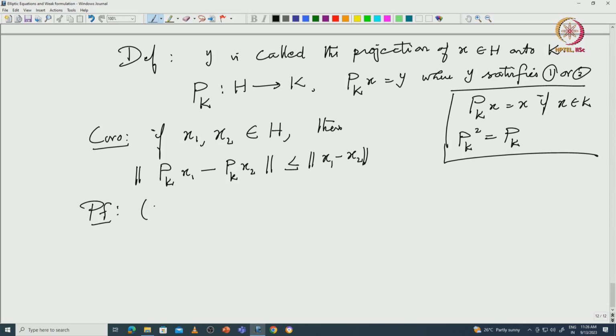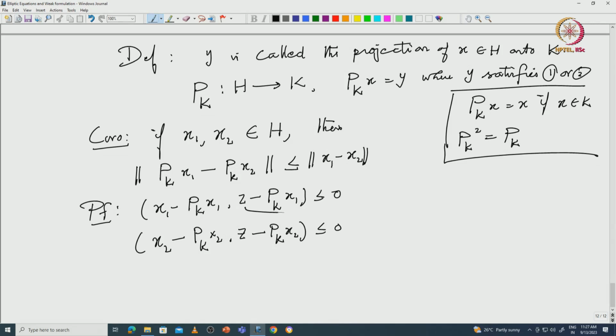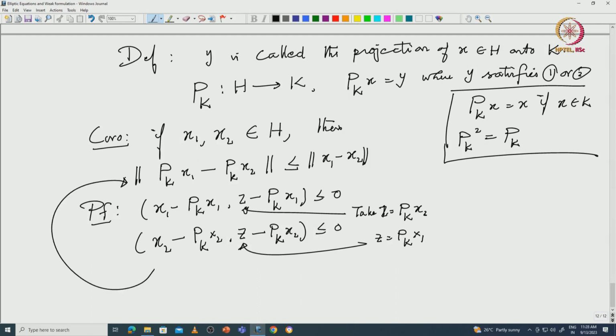By definition of Pk of x1, you look at the inequality: x minus y, z minus y is less than or equal to 0. So, you have x1 minus Pk of x1, z minus Pk of x1 less than or equal to 0, and x2 minus Pk of x2, z minus Pk of x2 less than or equal to 0. Here z is arbitrary, so you take z equal to Pk of x2 in the first, and z equal to Pk of x1 in the second, add the inequalities, and by subtracting and doing some processing, this will give the result.